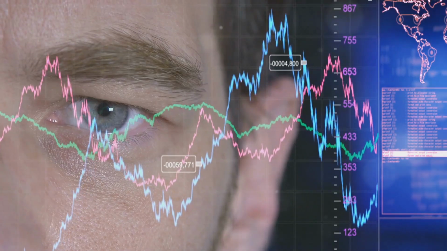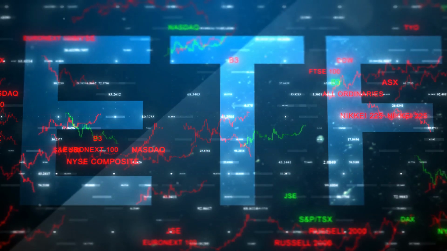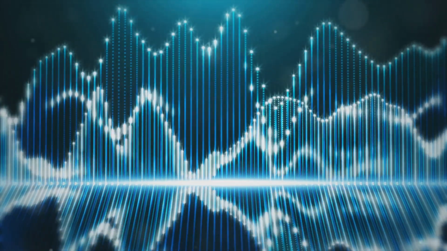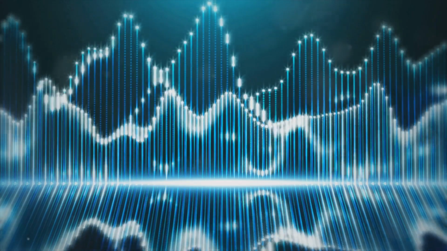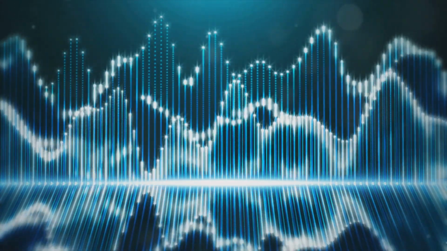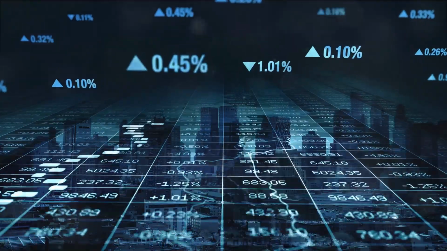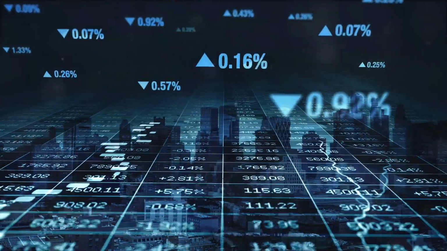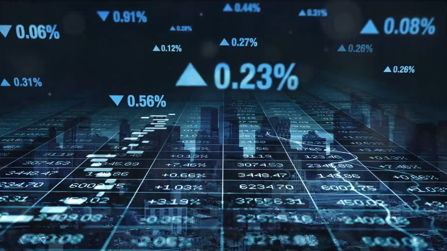To help you make informed trading decisions, use both technical analysis and fundamental analysis. Technical analysis involves studying price charts and using indicators like moving averages, RSI, and MACD. On the other hand, fundamental analysis involves evaluating an asset's intrinsic value based on economic data, financial statements, and industry trends.